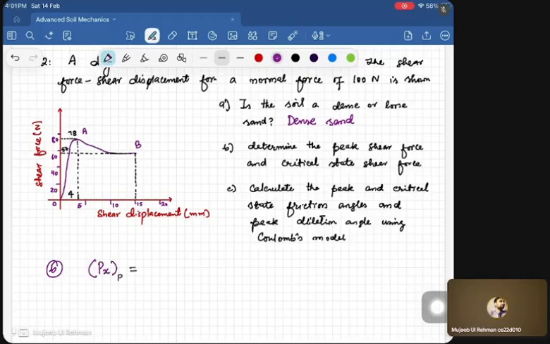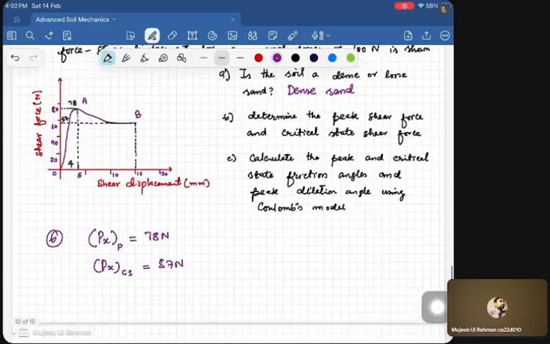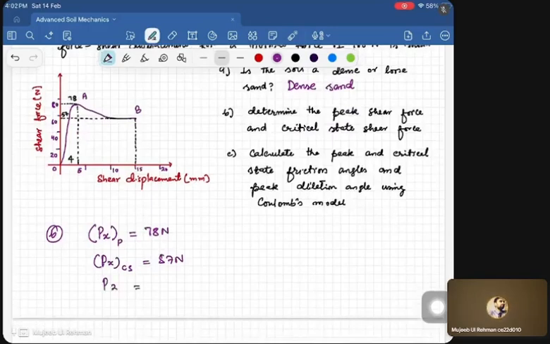peak shear force is given by 78 Newton, because the peak state stress corresponds to A, which means it's equal to 78. And now the Px in critical state. So what is the Px in critical state? The stress corresponds to the state of the soil at B, which is 57 Newton. Fine. Now Pz is 100 Newton that has been applied. So why Px? Because during the shear box test we are applying the shear in the horizontal direction, correct? That's why it's like this.